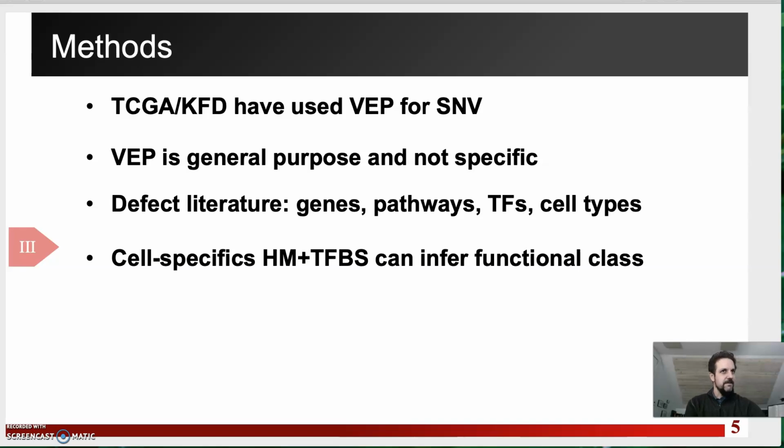The Gabriel Miller's Kids First and Cancer Genome Atlas have both made use of an existing annotation tool called Variant Effect Predictor, or VEP, and this works really well for single nucleotide variants. But it's too general purpose, and there's a lot of defect-specific information that can be used. In our work, we made use of this literature, which gave us genes, pathways, transcription factors, and even cell types. And when we leverage all of this external information, it allows us to infer SV functional class.